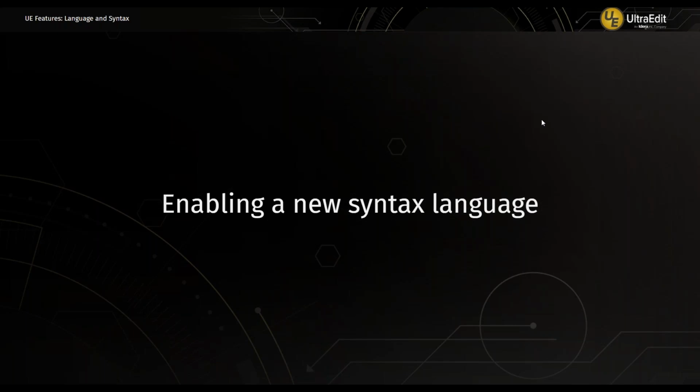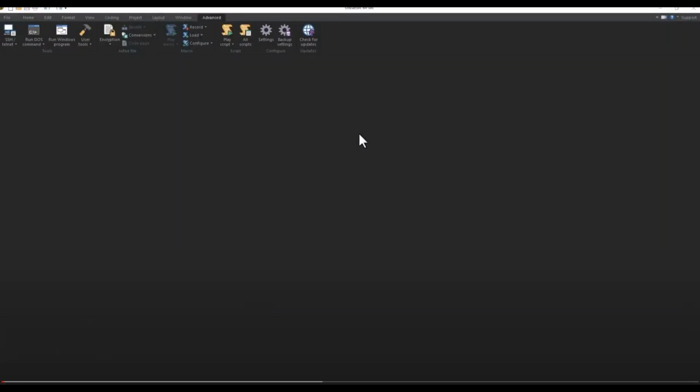Next thing we're going to do is look at what to do when you open a file and it does not have syntax highlighting support out of the box. Now let's look at syntax highlighting support in UltraEdit. While the majority of file types you would normally work with are supported out of the box by UltraEdit, you may find yourself working with a file that doesn't have syntax highlighting when you open it.